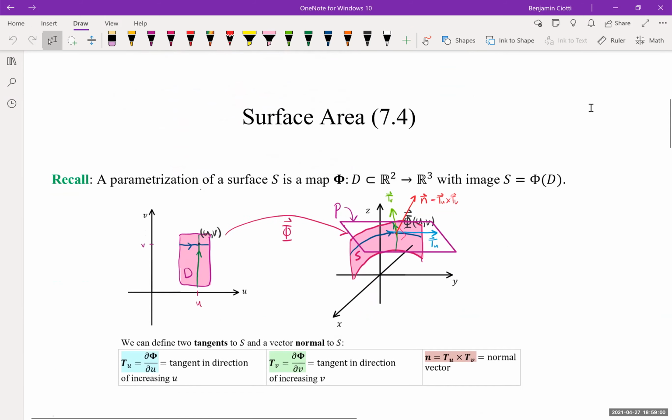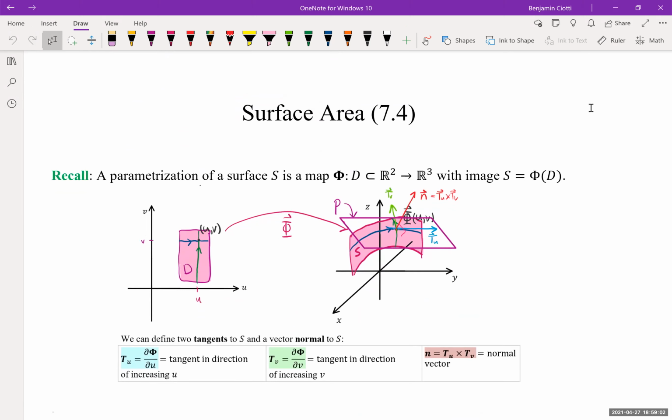To get started, let me remind you of what we did last time when we started talking about surfaces. For one, what the heck is a surface? Well, it's a shape that lives in 3D space. It's a two-dimensional shape. And usually when we talk about them, we use a parametrization of them. And a parametrization of a surface is a map that takes some subset of R2 into R3.